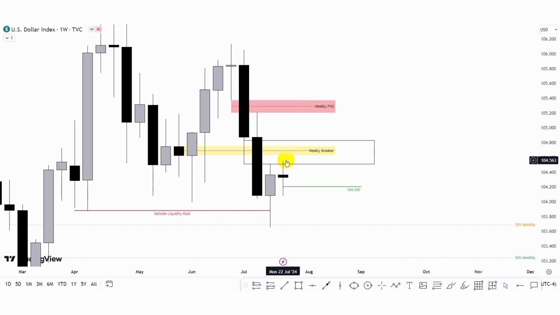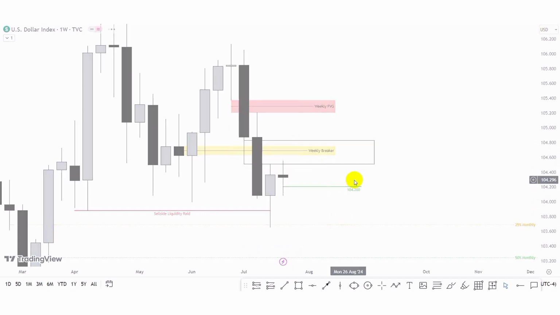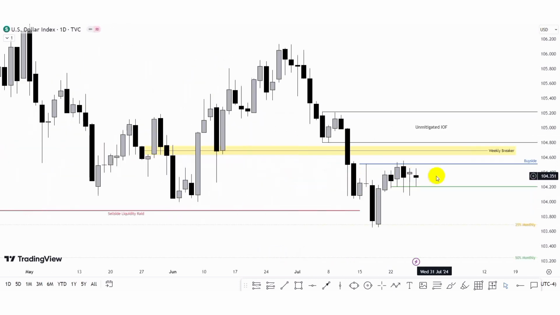For price to take the weekly high that was created last week, we want to see the raid of this high point, mitigation of this weekly breaker and the fair value gap. Then we can now anticipate the bearish move to the downside. So let's go to the daily time frame. So here we are in the daily time frame.